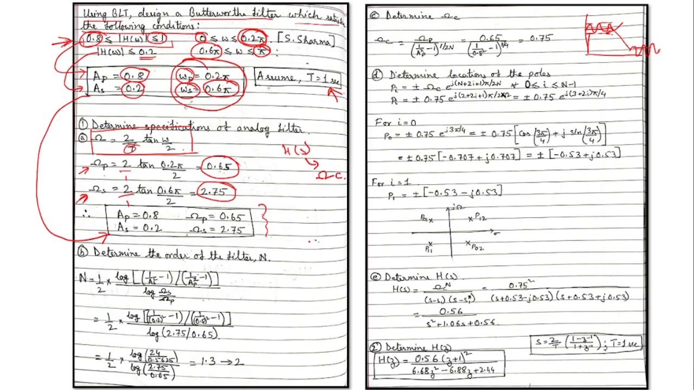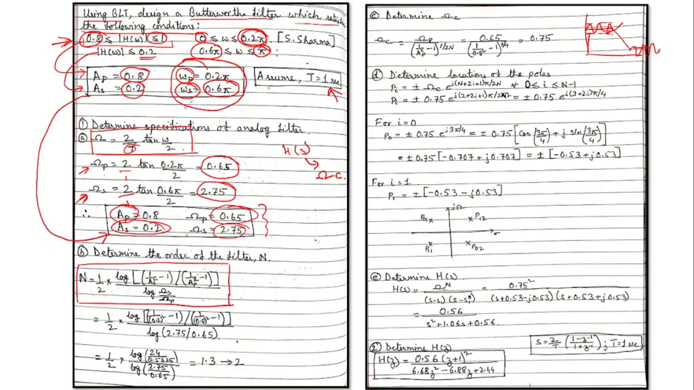Another important thing is the order of the filter. What should be the order of the filter? We don't know, so we have to calculate it. For calculating the order of the filter, we have this equation: capital N, the order of the filter, is equal to half multiplied by log of (1 by As squared minus 1) divided by (1 by Ap squared minus 1), whole divided by log of omega s by omega p. Just plug in the values.